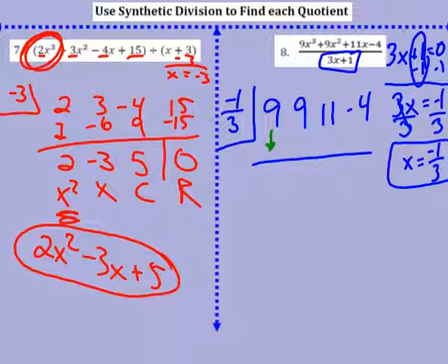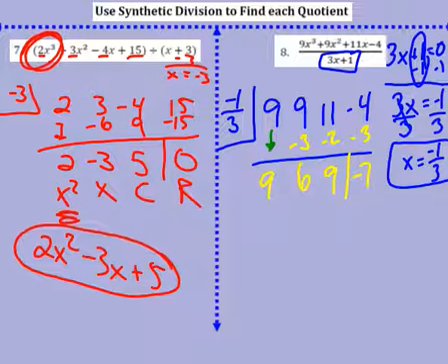Drop the 9. That's going to be a 9. 9 times a negative 1/3 is going to be negative 3. 9 minus 3 is 6. This is going to be a negative 2. 11 minus 2 is 9. 9 times a negative is a negative. Divided by 3 is 3. I get a remainder of negative 7.